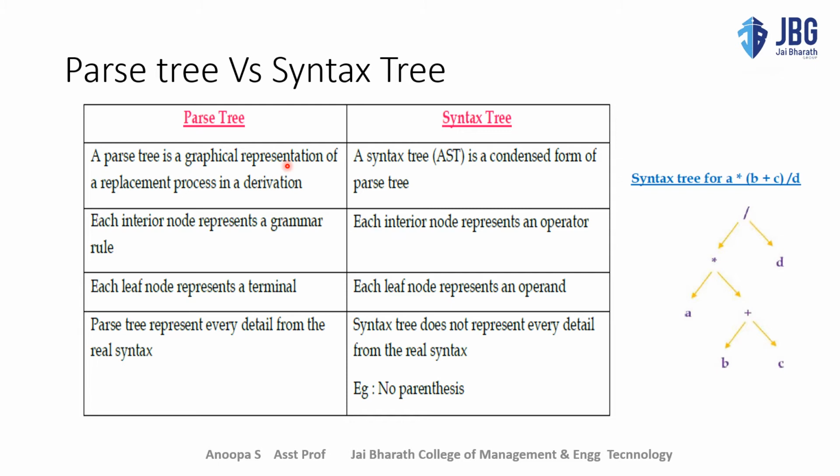For example, in the parse tree we will include these brackets, right? Parentheses will be included, but in the syntax tree we won't give any parentheses. So this is an example for that. A * (b + c) / d is within brackets in the parse tree, but in the syntax tree we didn't give the parentheses symbol. So b + c is computed first, then it is multiplied with a, then the result is divided by d. So that is the syntax tree.